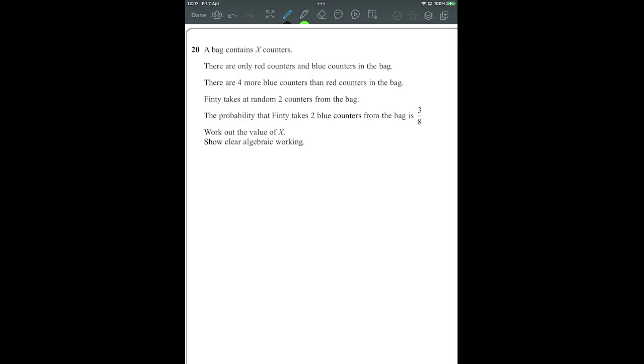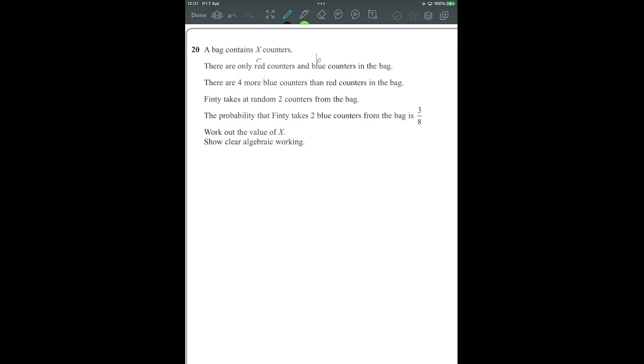Well, this does seem quite challenging. So let's try and work out what we can. Let's say there are R red counters. Let's start with that. We can also say there are B blue, but we'll get rid of that quite quickly. So there are 4 more blue than red.